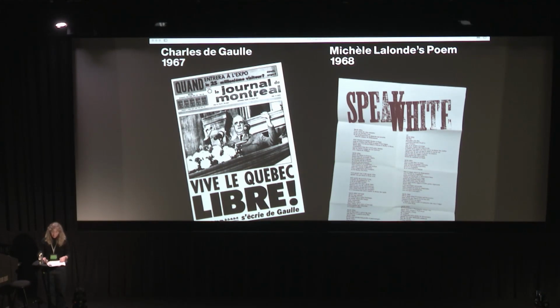Even if Quebec was going through major reforms, frustration among French Canadians was still growing. Tension peaked at Expo 1967, when French President Charles de Gaulle declared "Vive le Québec libre," long live free Quebec, a moment that thrilled nationalists but angered Ottawa. Around the same time, Quebecers were also speaking out against social and linguistic discrimination. The phrase "speak white," once used to insult French Canadians, was reclaimed in a poem by Michèle Lalonde.